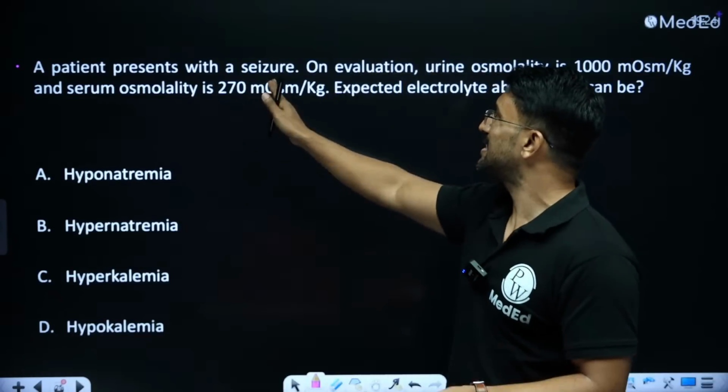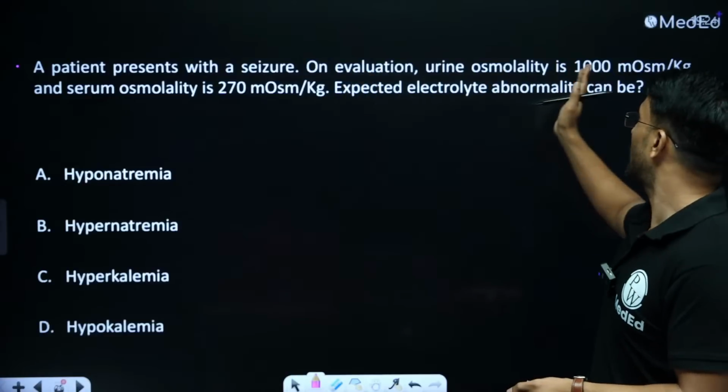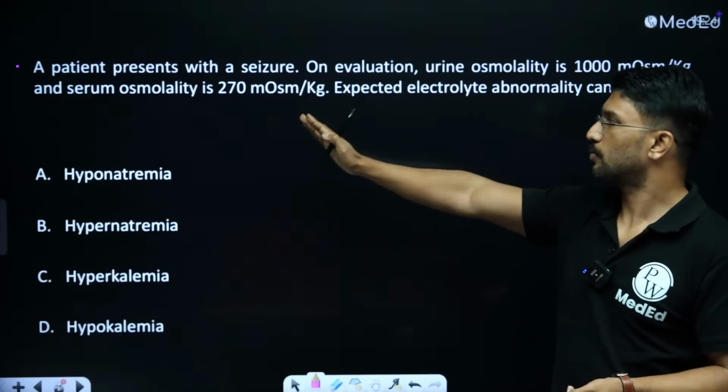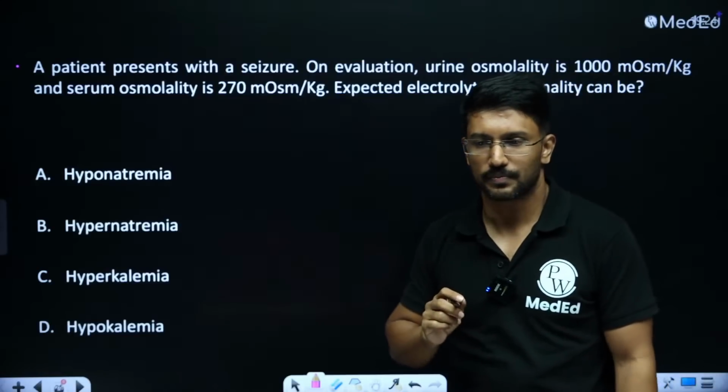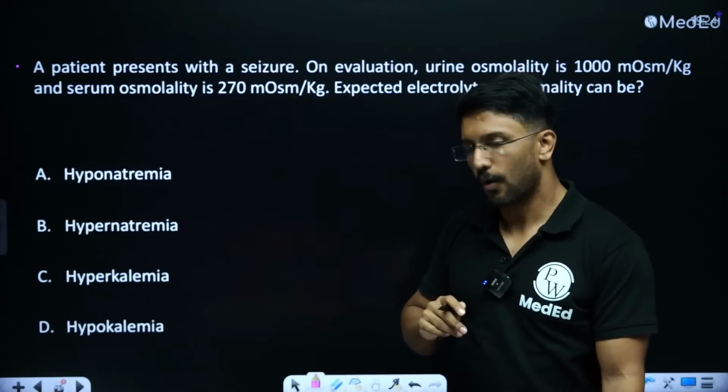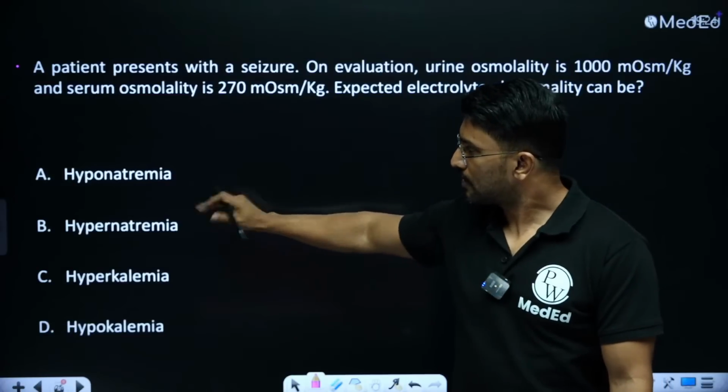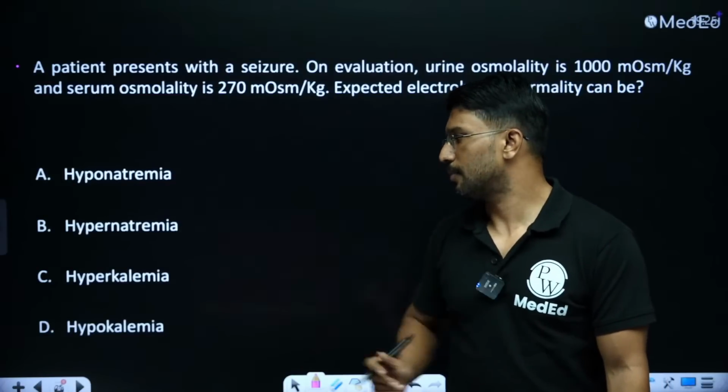Okay, a patient presents with seizure. On evaluation, urine osmolality is 1000, serum osmolality is 270. What is the expected electrolyte abnormality? Okay, how many of you think it is hyponatremia and how many of you think it is hypernatremia?